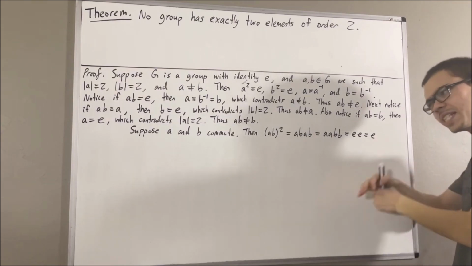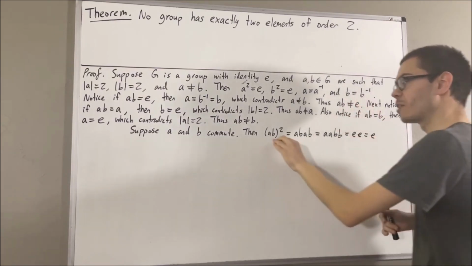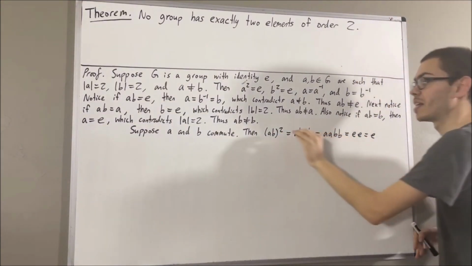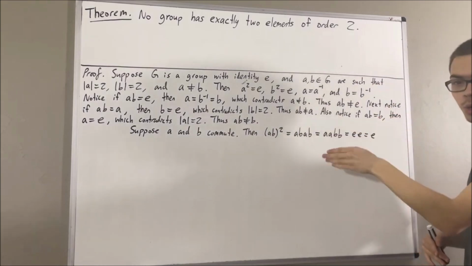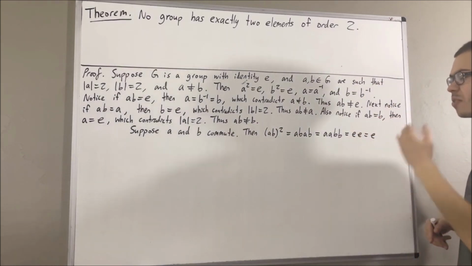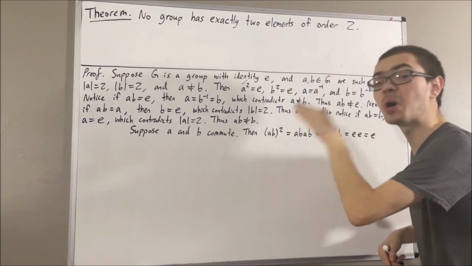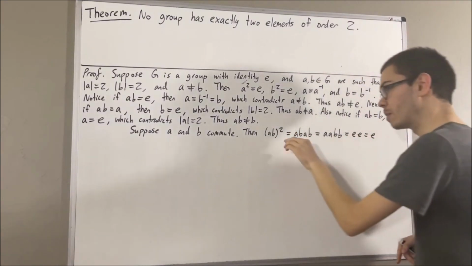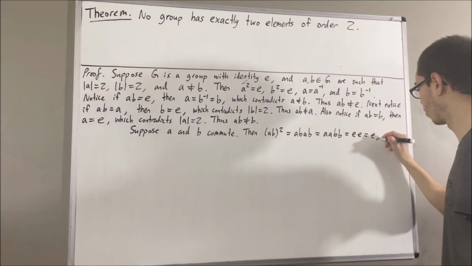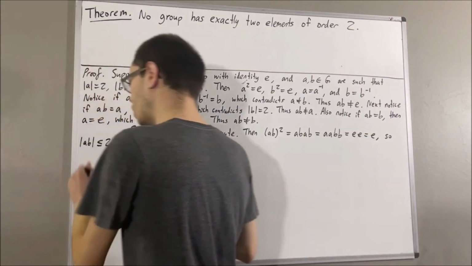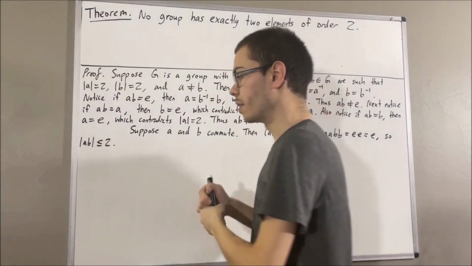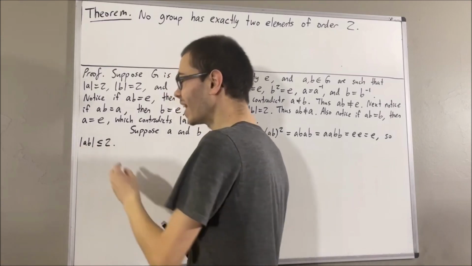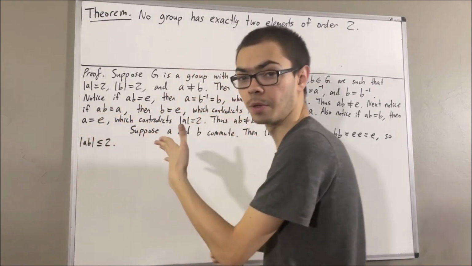So we see that there exists a positive integer such that if we do AB to the power of that positive integer, we get the identity. This tells us that AB must have finite order. And remember, the order of AB is the smallest positive integer that's able to do this. Therefore, the order of AB must be less than or equal to 2. But since the order is a positive integer, this means that the order of AB is equal to either 1 or 2. So then, why can't the order of AB be equal to 1?